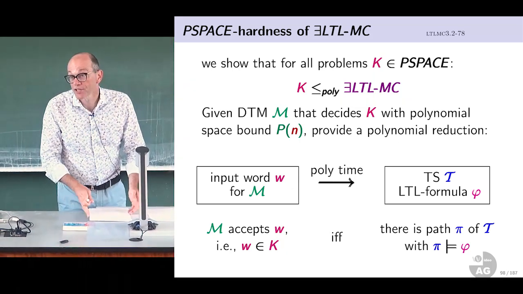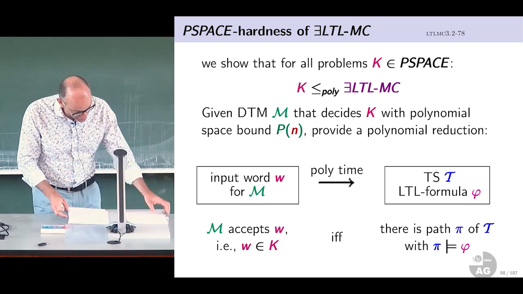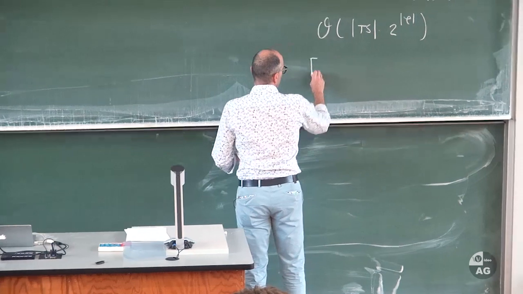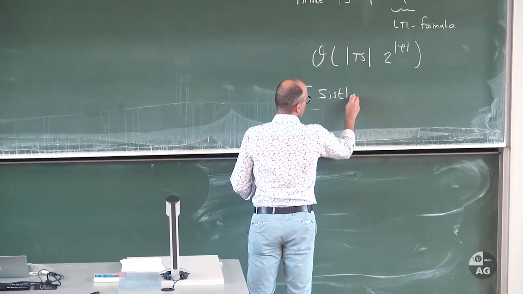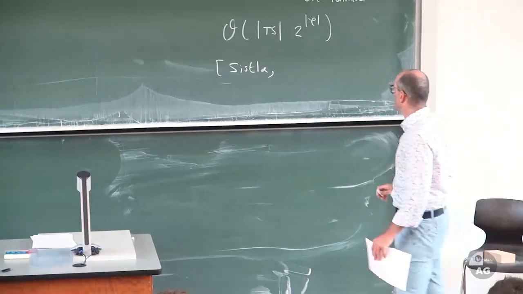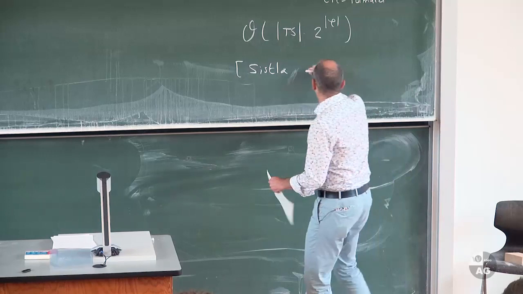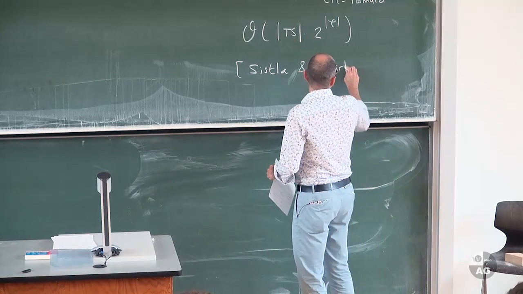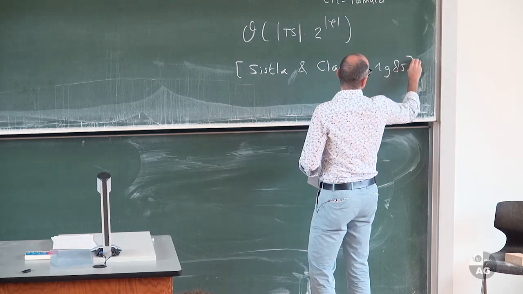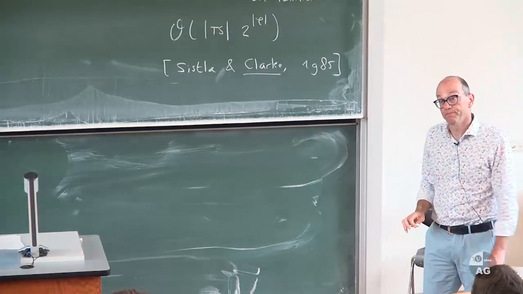Don't worry that I'm going to ask this in an exam, but this is a key result in LTL model checking. By the way, it's due to the following people that you all know. It's Sistla, Prasad Sistla, nowadays a professor at the University of Illinois in Chicago, and Clarke. And this is a result from 1985. Clarke is Edmund Clarke, Turing Award winner in 2007.